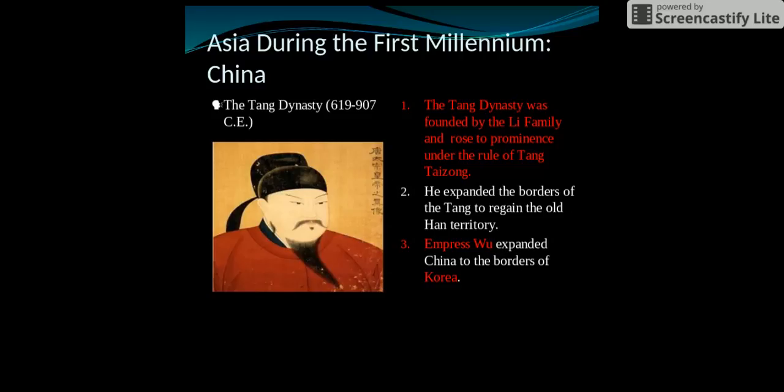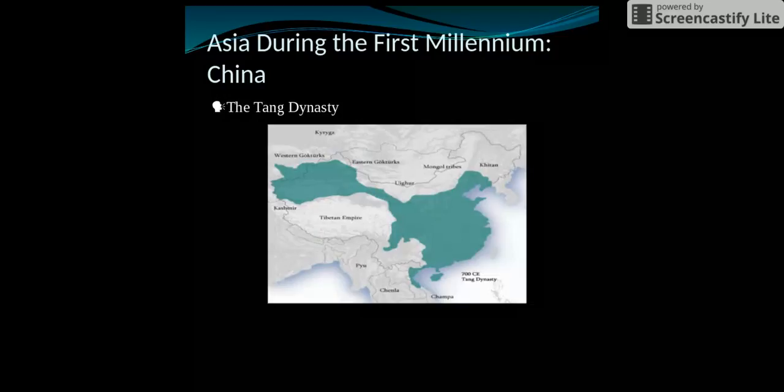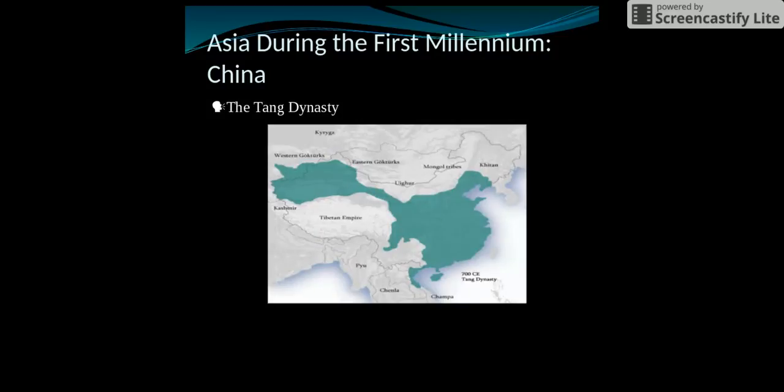The other feature I want to spend some time on with the Tang is looking at the reign of Empress Wu, the only female emperor in Chinese history to call herself emperor and to take that title. Looking at this map of the Tang, you can see the Tang territory is quite large and includes areas that are not considered part of China today. So the Tang is huge.